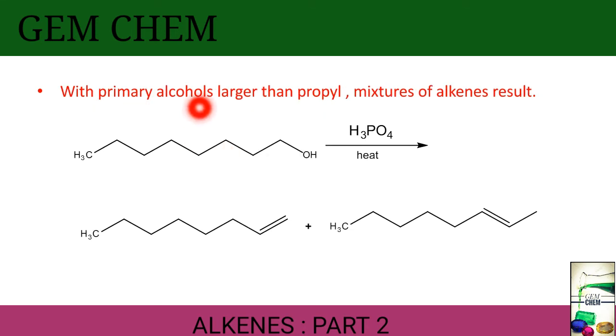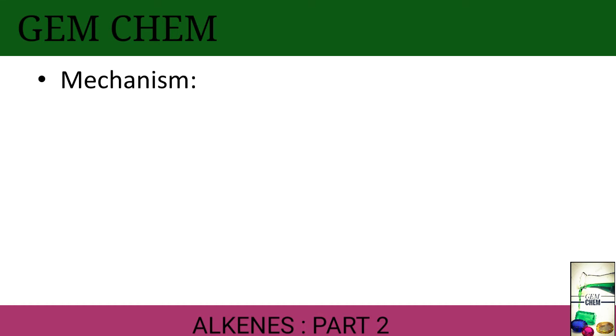With primary alcohols larger than propyl, a mixture of alkenes results. What happens? We can get an alkene here or here or here. Why does this occur? Let us see the mechanism. Now see, this is our carbon chain, right?